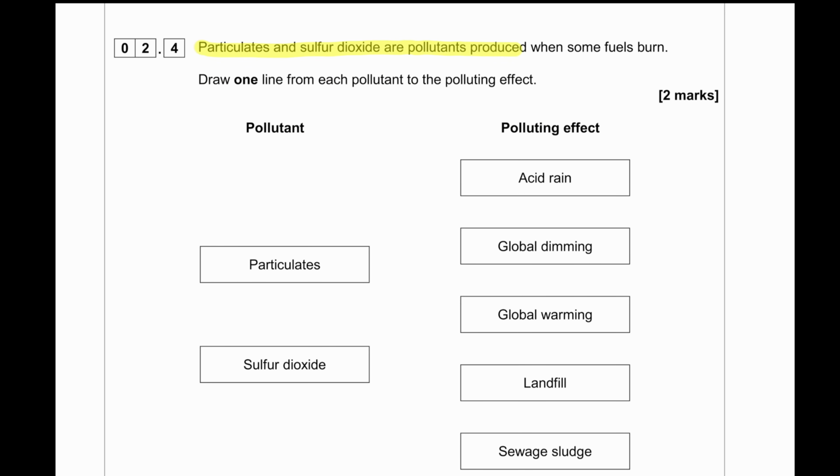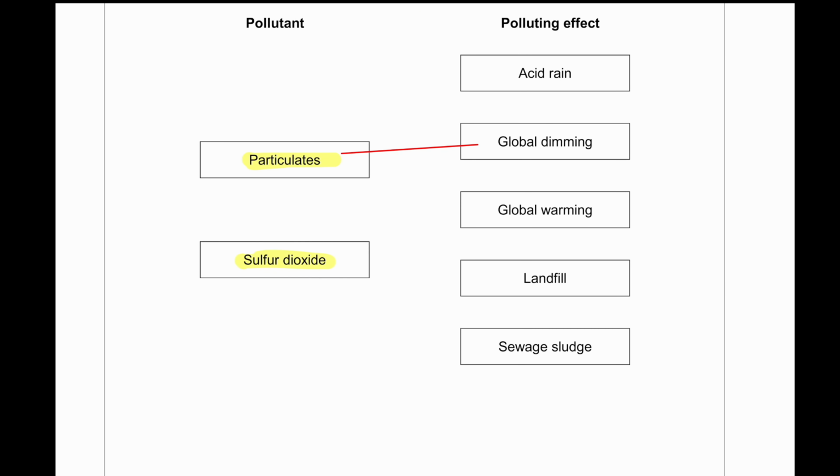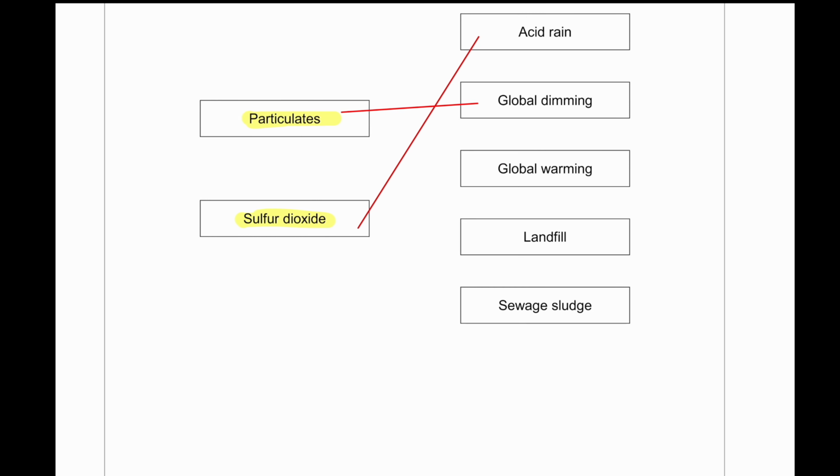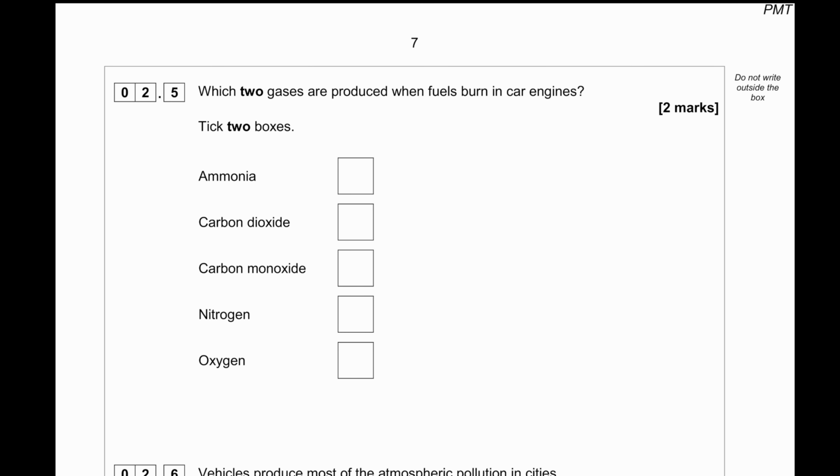Particulates and sulfur dioxide are pollutants produced when some fuels burn. Draw one line from each pollutant to the polluting effect. So for example, particulates. We know that particulates are like dust particles, for example carbon dust particles. Particulates can lead to global dimming. As a result, we can see fog and smoke in the air. Sulfur dioxide leads to acid rain because it's an acidic gas. By the way, global warming is caused by substances like methane from landfill, that is garbage. Sewage sludge sometimes leads to the eutrophication process in rivers and lakes.